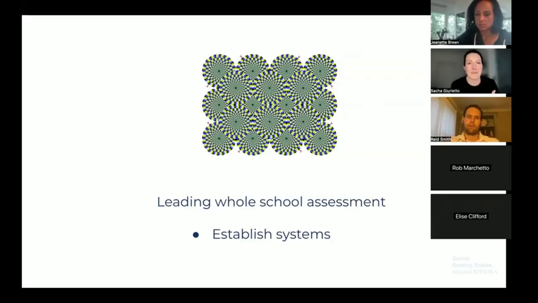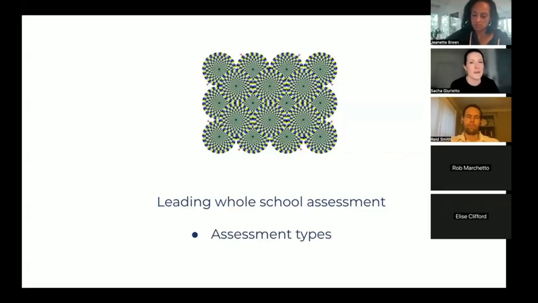But I think that establishing what the systems are so that all the data can be looked at together would be the first step in leading whole school assessment. So the next step would be, all right, well, now I've got a handle on where all our data is, or managed to bring it all into one place. So next, it's what types of assessment are we actually using at our school?